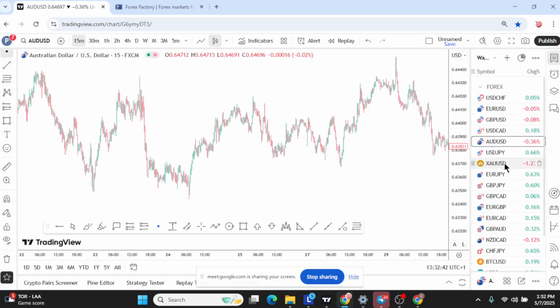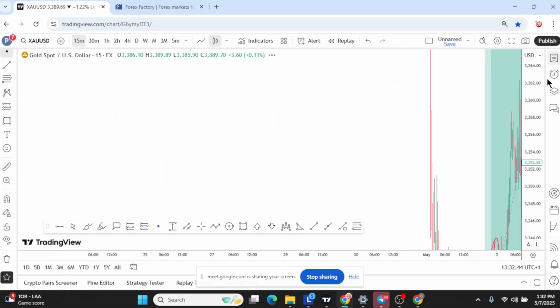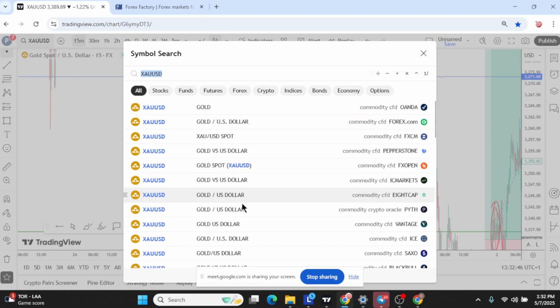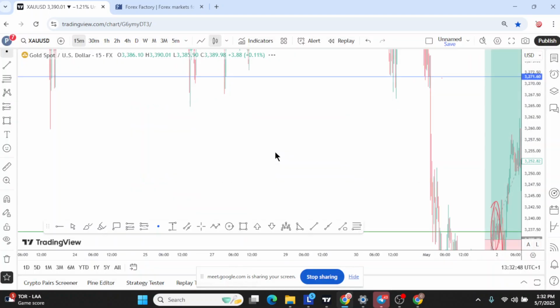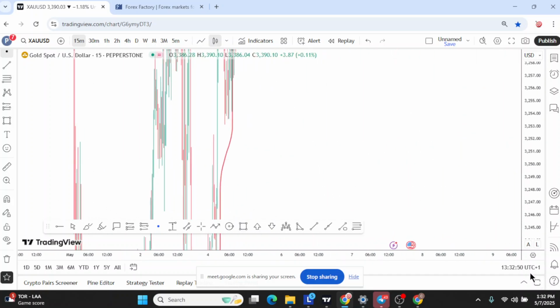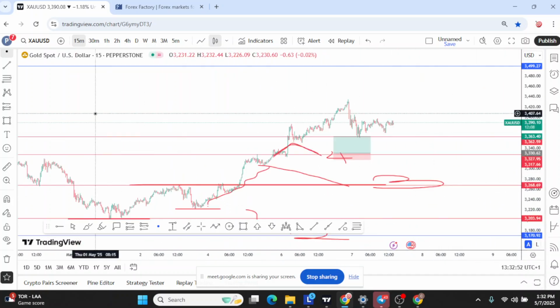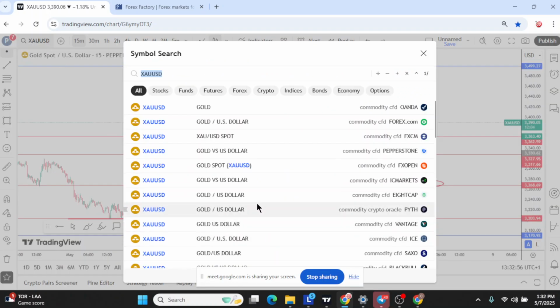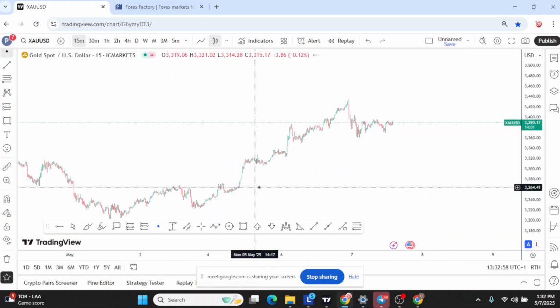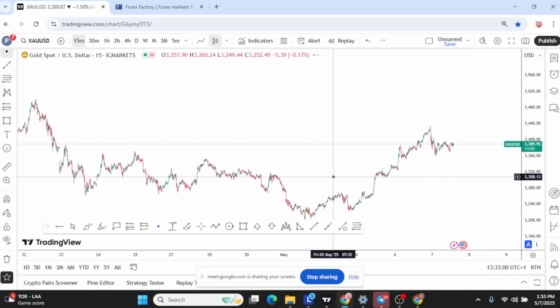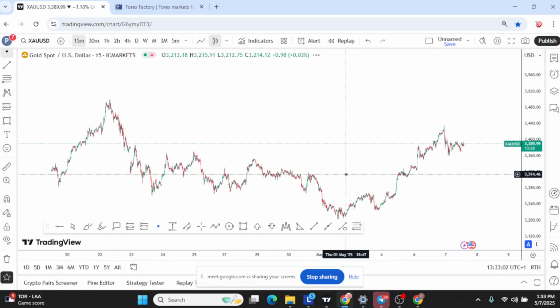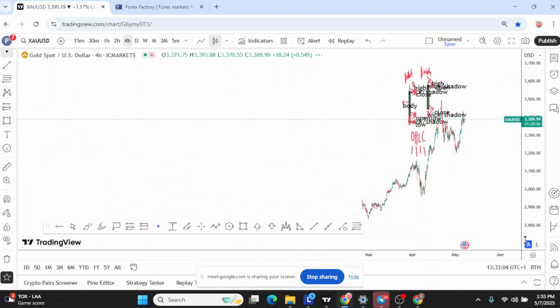Let's use another chart. Let's look at the gold chart. Let me pick a new chart. Okay, let me change this price market. Okay, this is a gold chart. Let's change to the 4 hour chart.